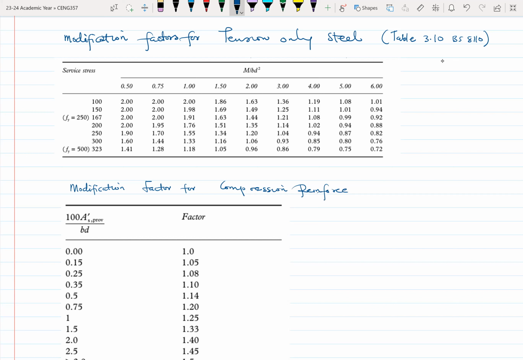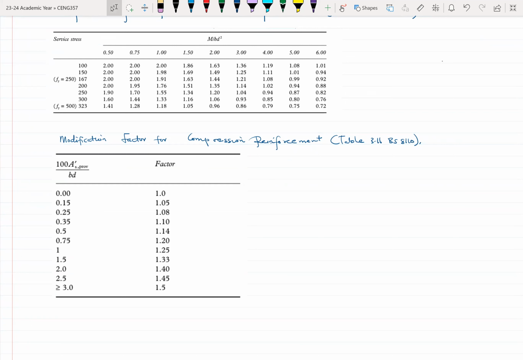So just putting together the data. All right. An example is, I think, found in the BS 8110. This is table 3.10, this is 3.11. So table 3.11 in the BS 8110. Okay, great. So these are the modification factors, depending on what we are looking at, whether we are looking at beams or slabs. All right.